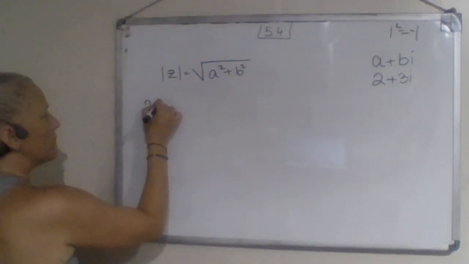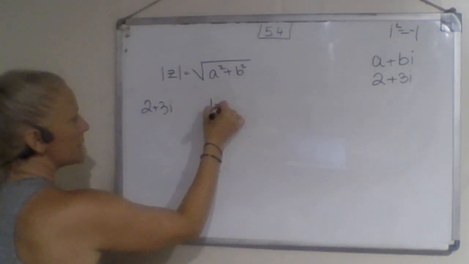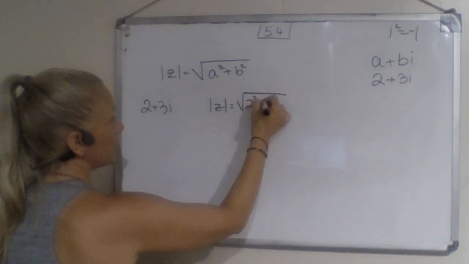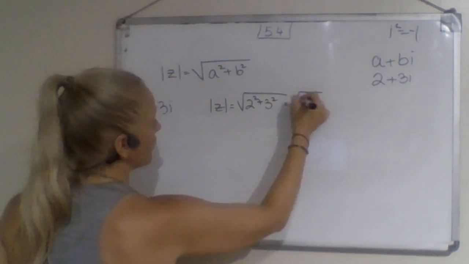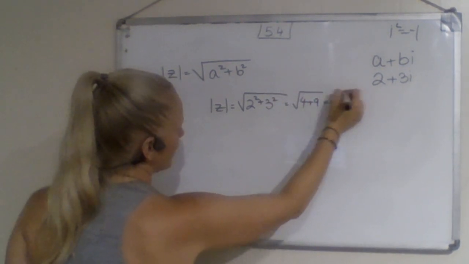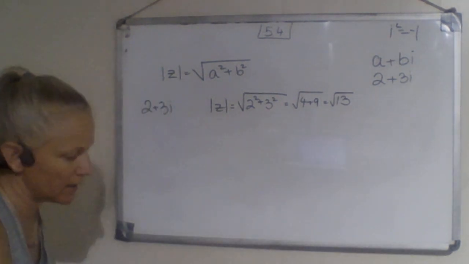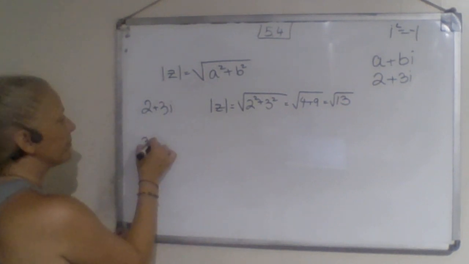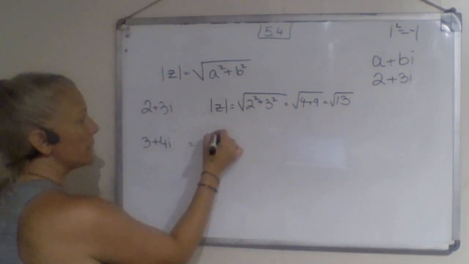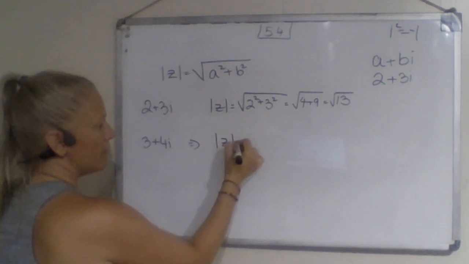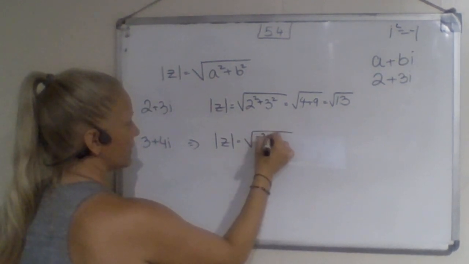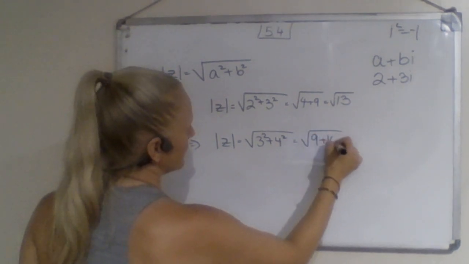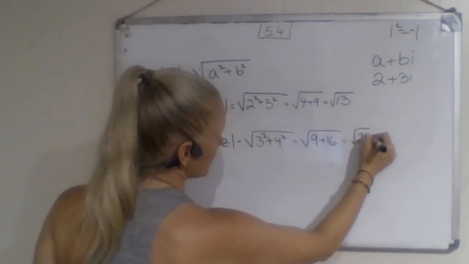Let me do another example from the book. If my number is 2 plus 3i, the absolute value becomes the square root of 2 squared plus 3 squared, or the square root of 4 plus 9, square root of 13. This cannot be reduced in any way. We're done. Let's try another one. What if I have 3 plus 4i? The absolute value is the square root of 3 squared plus 4 squared, or 9 plus 16, square root of 25, which is 5.